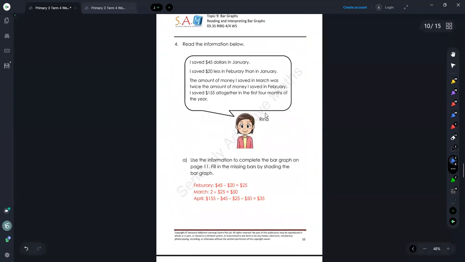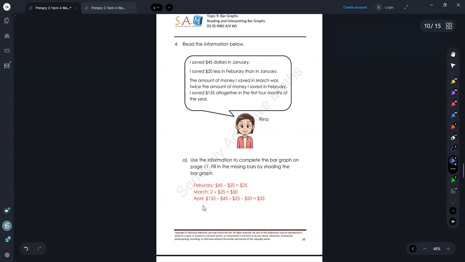So number 4, there's a process. I save $45 in January. I save $20 less in February than in January, right? The amount of money I saved in March was twice the amount of money I saved in February, and so on. So they need to write it out first. So February, right, is $20 less than January. That means 45 minus 20, then you get 25. And March is twice as much as February, so it's 2 times 25.